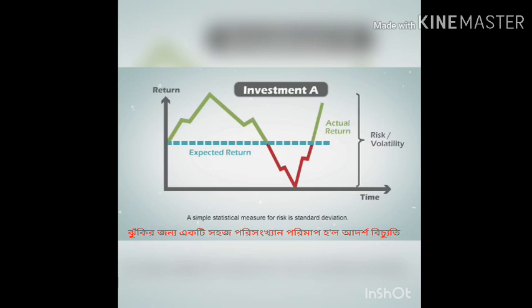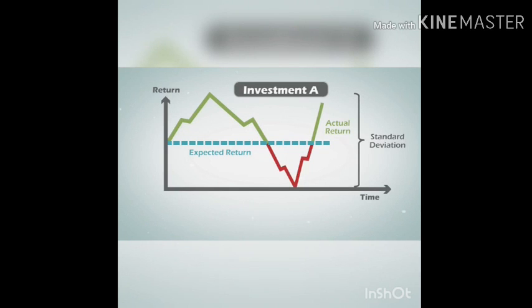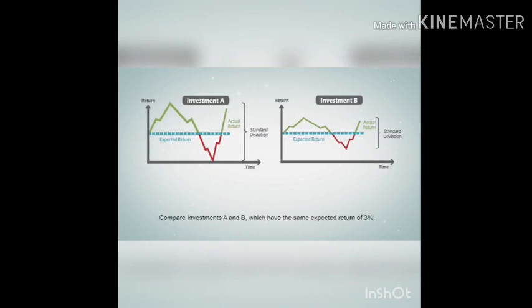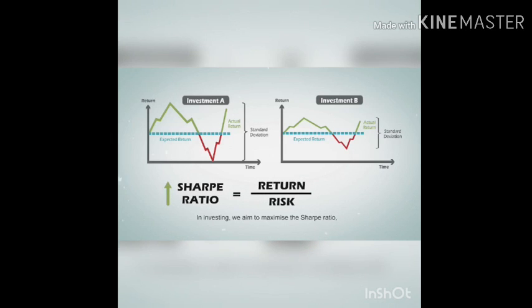A simple statistical measure for risk is standard deviation. The larger the standard deviation, the greater the overall risk of an investment. Compare investments A and B, which have the same expected return of 3%. As B has a lower standard deviation than A, it will give a higher return to volatility ratio known as the Sharpe ratio. In investing, we aim to maximize the Sharpe ratio, which maximizes return for the same risk or minimizes risk for the same return.